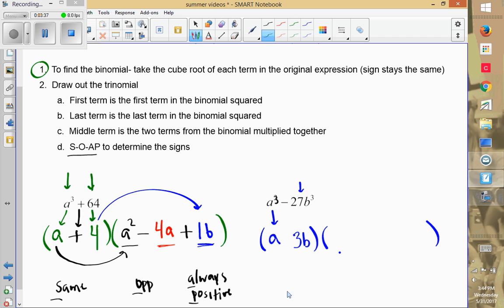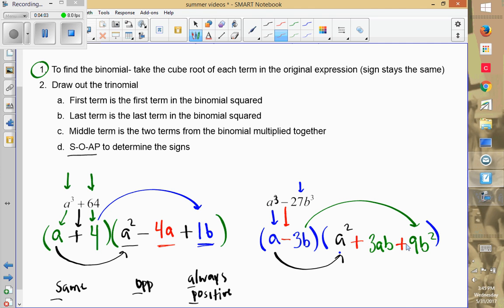So I'm going to square the first. I am going to square the last. So 3b squared is 9b squared. And I'm going to multiply them in the middle. Now, since I do have a coefficient, I'll just write it and rearrange it so that the coefficient is first. So then we're going to have the same, so in this case it is negative. So I have subtracting, opposite, always positive.